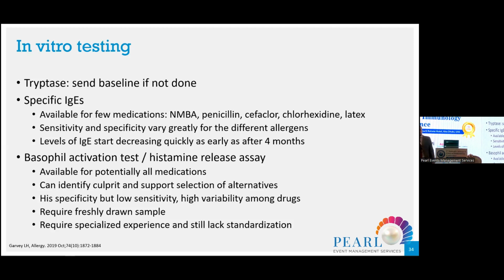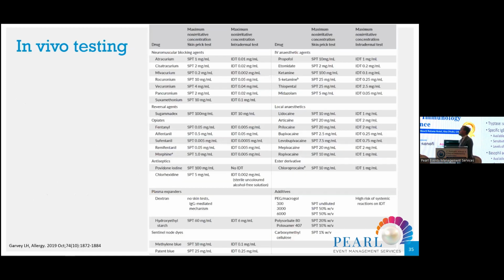Usually do it quickly because after 4 months in this kind of reaction, the level of IgE tends to drop. So basophil activation test, very nice and promising tool. I would say difficult to obtain in centers which are not experienced on the topic. You need expertise, you need freshly drawn samples. So definitely, if you have it, great. Otherwise, frequently you have to do without that.